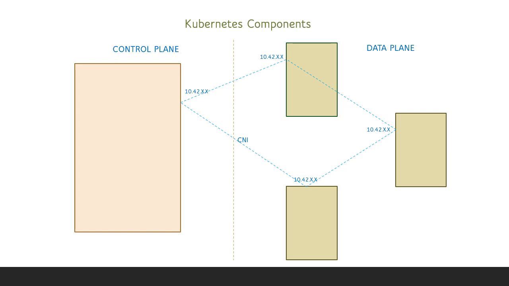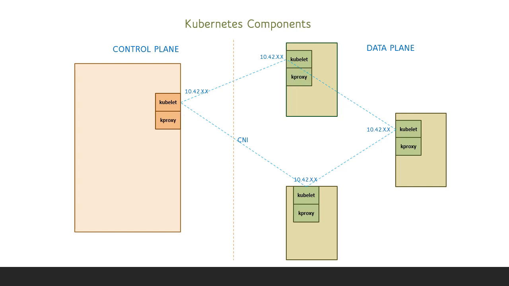Now, once we have the network, we also need an agent on all the VMs that facilitates the communication between the VMs. This agent is called kubelet and it runs on control plane as well as data plane VMs. Along with kubelet, there is also another service called kube-proxy that runs on all VMs. Kubernetes uses several network translations and communication methodologies for internal cluster communication. These network translation and communication rules are handled by kube-proxy.